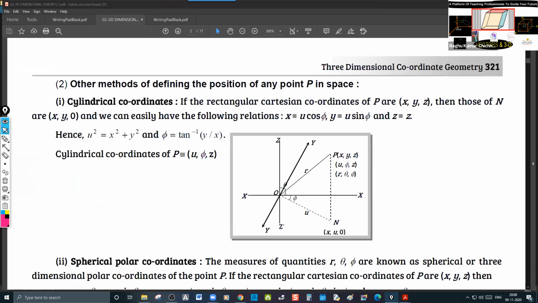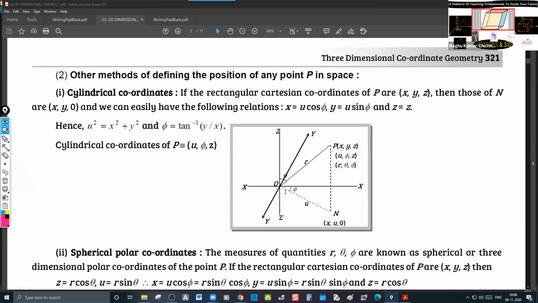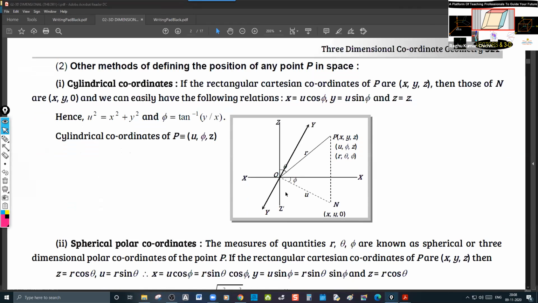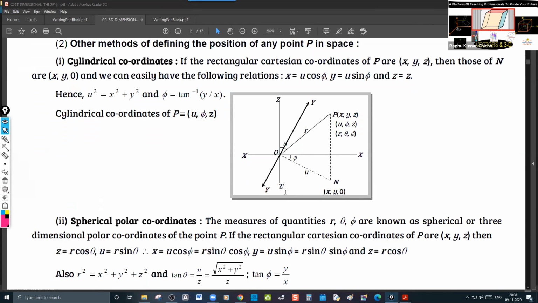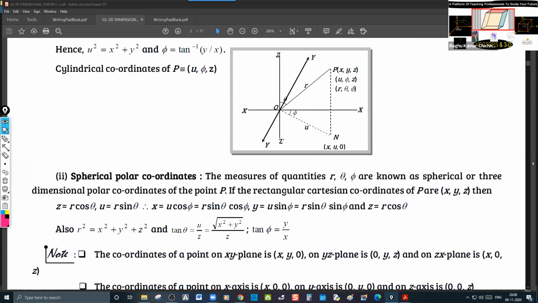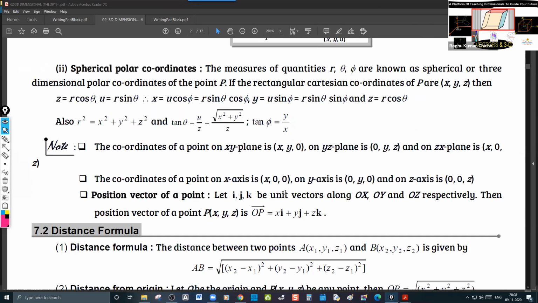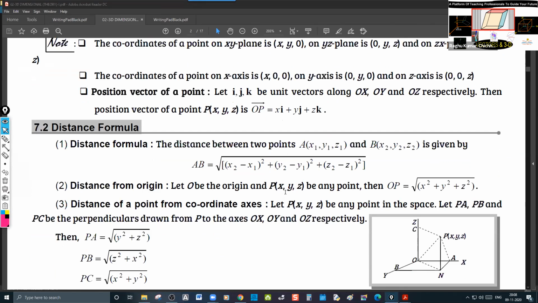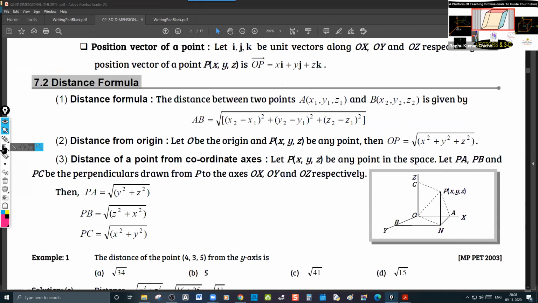Similarly, the other methods of defining a point in space are the parametric form and the polar form, but we don't need them now, because in three-dimensional geometry this is sufficient for us. And I don't want to insist on this formula, because it is understandable that the distance between 2 points is always the square root of x2 minus x1 whole square plus y2 minus y1 whole square plus z2 minus z1 whole square. Okay, so that is the distance formula.